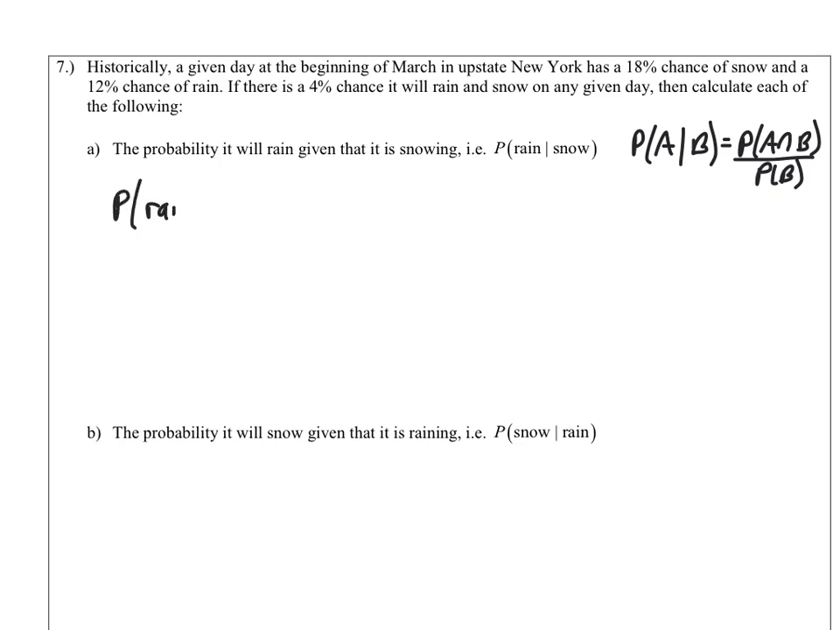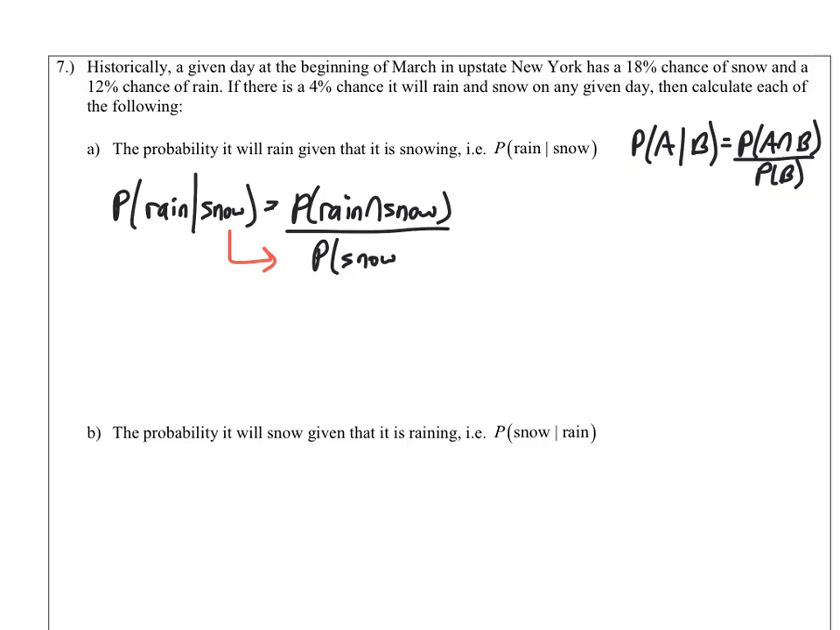So the probability of rain given snow equals the probability of rain and snow divided by, again, whatever you're given. We're given that it snows. Whatever the second thing is, that's what you're given. So the probability of rain and snow was 4%, right? 4% chance it will rain and snow. So that's 0.04 divided by the probability that it will snow. It says there's an 18% chance of snow.